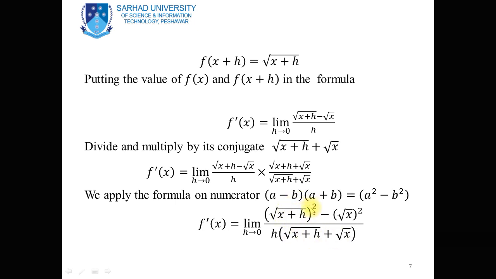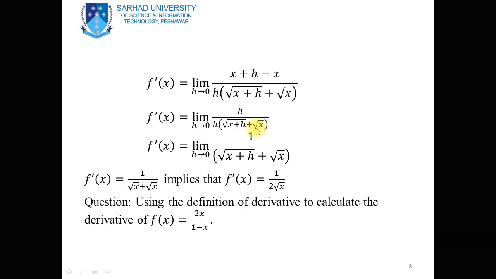Now under root and square cancel, under root and square cancel. You see over here in this slide that the derivative of the function at x is equal to limit h tends to 0 of x plus h minus x divided by h into under root x plus h plus under root x. Minus x and plus x cancel, we obtain limit h tends to 0 of h divided by h into under root x plus h plus under root x, and this h and h cancel.